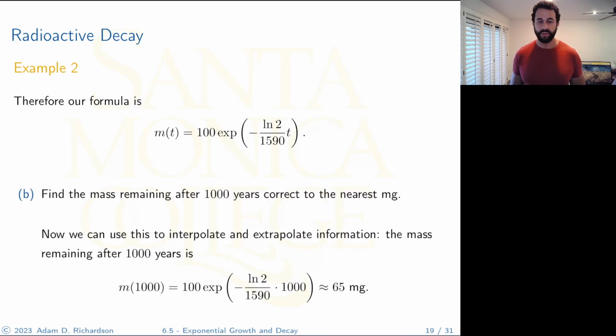All right, so how much is remaining after 1,000 years? Well, we can plug in 1,000 to our model and then simplify, and then we're going to get about 65 milligrams. So after 1,000 years, there'll be about 65 milligrams of this radium-226 remaining.